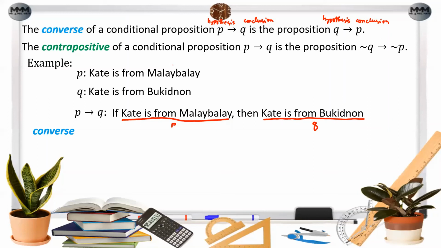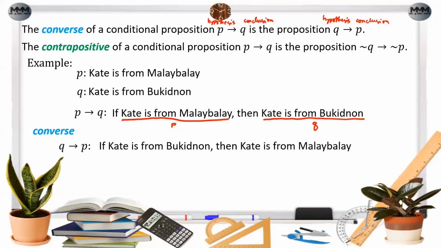Now for the converse of this statement, we know that the converse of this conditional proposition is: if Q, then P. So we will switch. The hypothesis becomes the conclusion, and the conclusion becomes the hypothesis. So here, it becomes, if Kate is from Malaybalay, then Kate is from Bukidnon. So here, Kate is from Bukidnon is of course our Q proposition, and Kate is from Malaybalay is our P proposition. It means Q implies P.